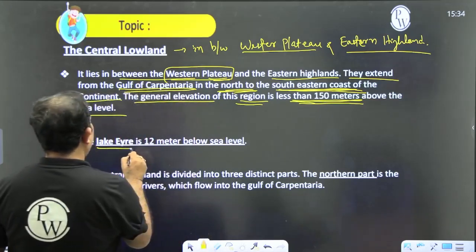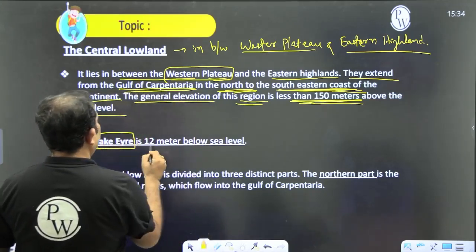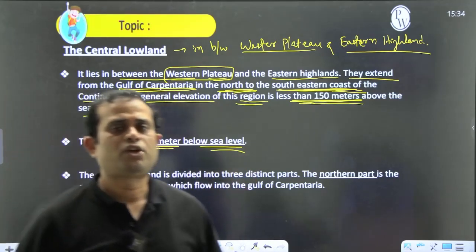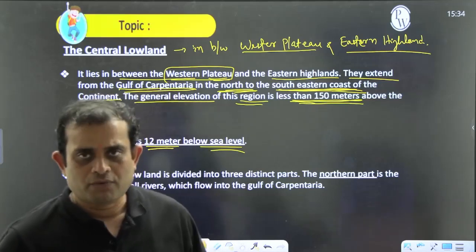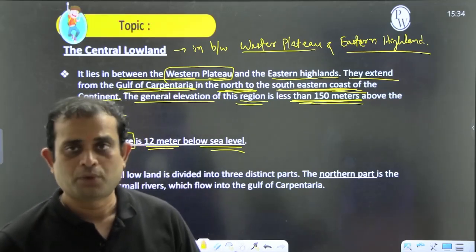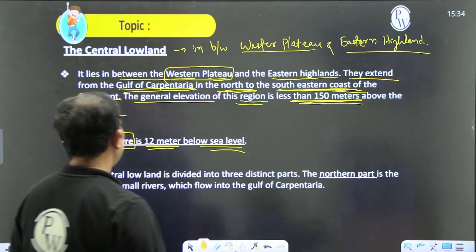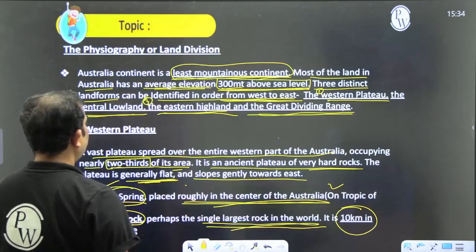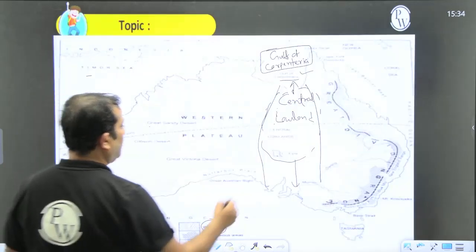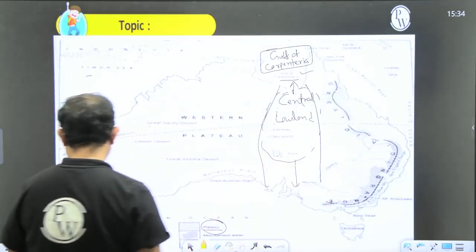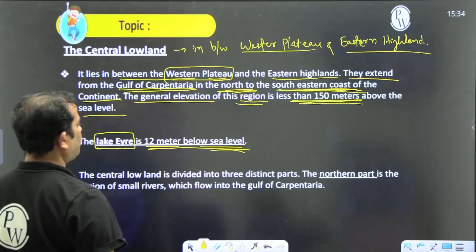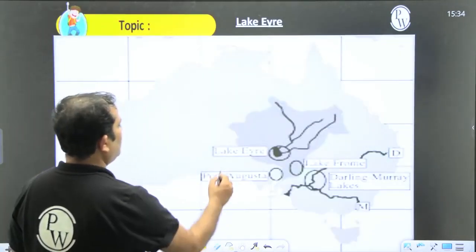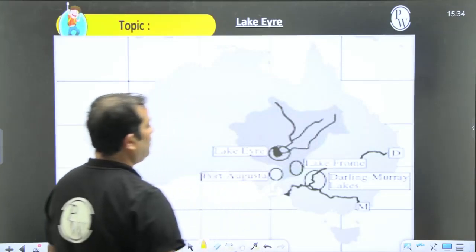Lake Eyre is 12 meters below the sea level. Lake Eyre is considered to be the largest lake of Australia. It is located 12 meters below the sea level. You can see it here on this map. It is located 12 meters below the sea level.